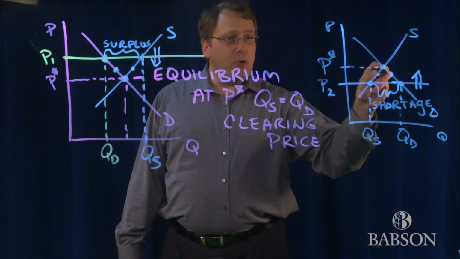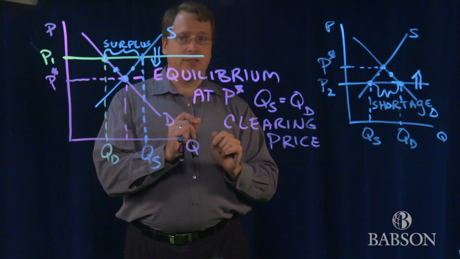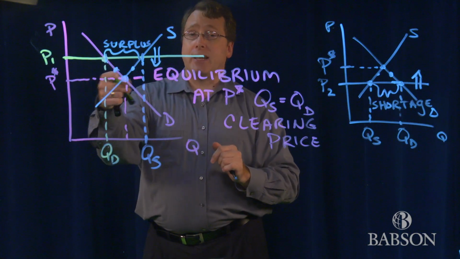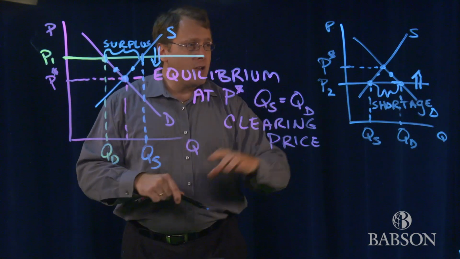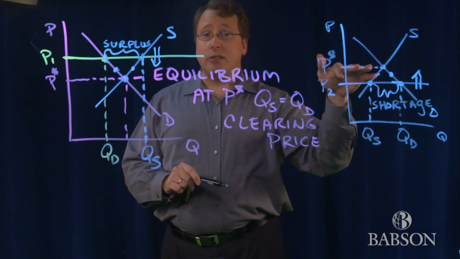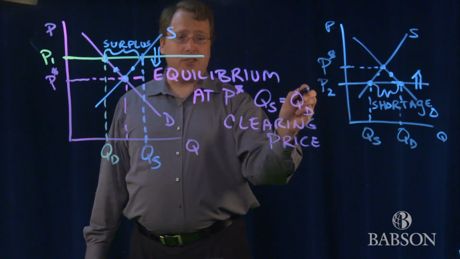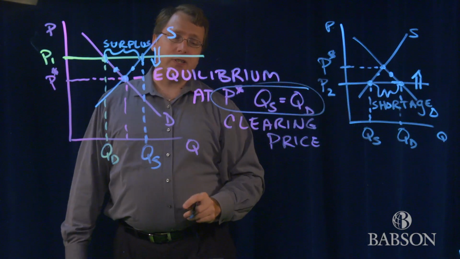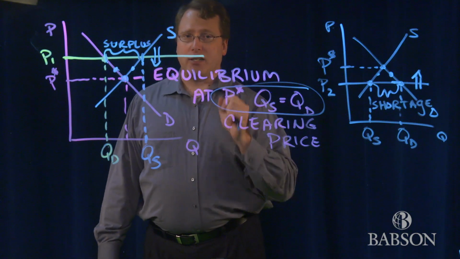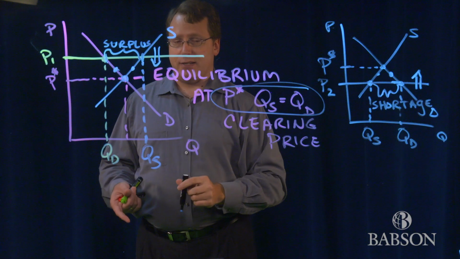And you'll notice both of these cases, when there's a surplus, there's downward pressure on prices in order to increase demand and decrease supply. When there's a shortage, there's upward pressure on prices, and that's going to decrease demand and increase supply. In both of those cases, the market force is pushing us right back to this market clearing price, where the quantity supplied is equal to the quantity demanded.